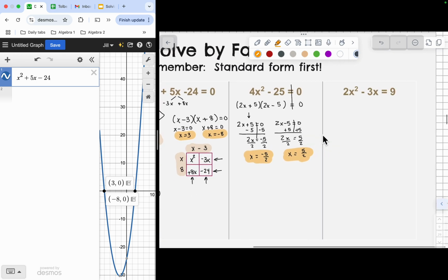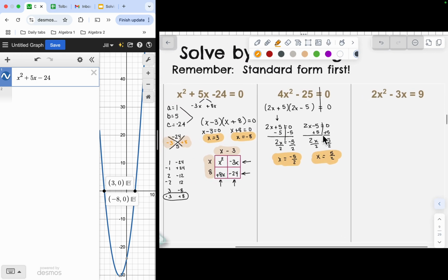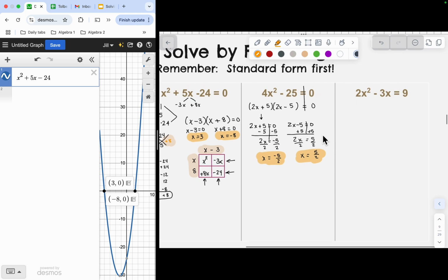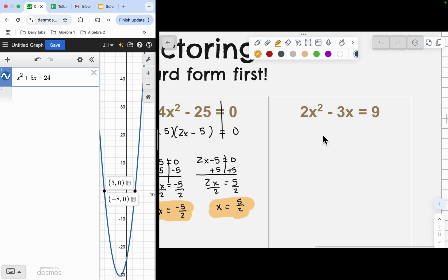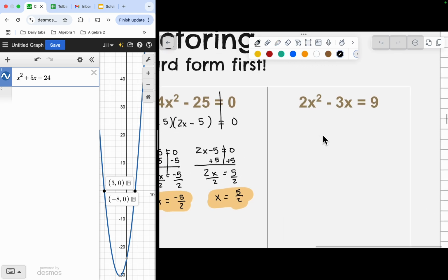And then finally, the last method of factoring is very similar to the one we just did. It's just when a is not equal to 1. So it's a little bit easier when our value of a is 1, but when it's not 1, it's a little bit more complicated, but not much. So the first thing we want to do, again, is make sure it's in standard form. And this one's not in standard form, so I want to subtract 9 from both sides first to get it in standard form before I identify my A, B, and C.